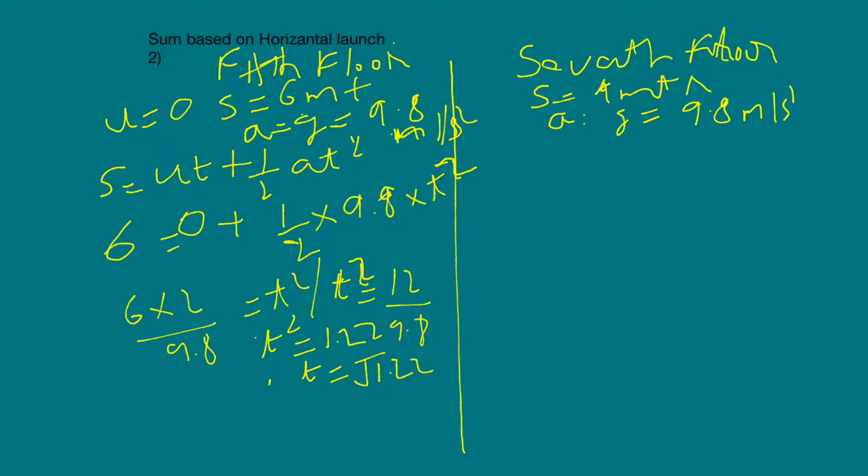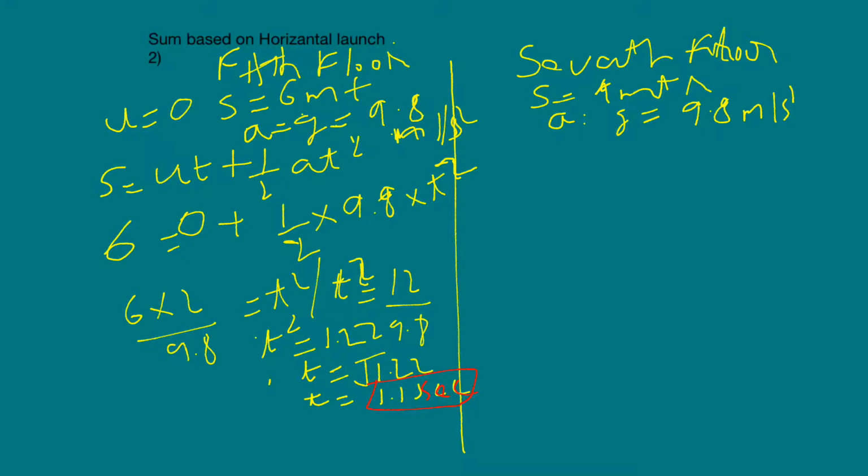Now we know the time. So time equals under root of 1.22, which is coming as 1.1. So 1.1 second is the time for the ball that is thrown from the 5th floor with the same velocity.